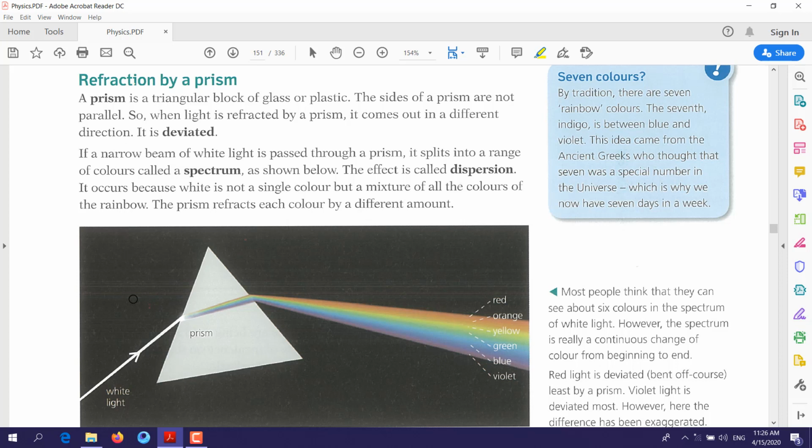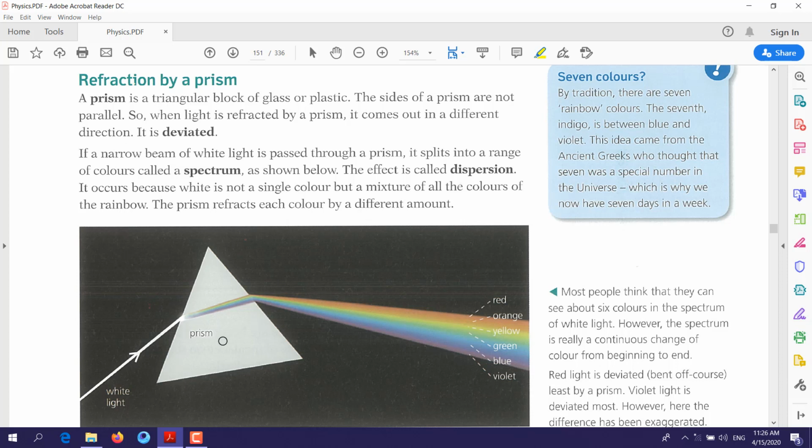Refraction by prism. This is a prism. It's a triangular block of glass or plastic. The sides of a prism are not parallel, so when light is refracted by a prism, it comes out in a different direction. Okay, so it is deviated.